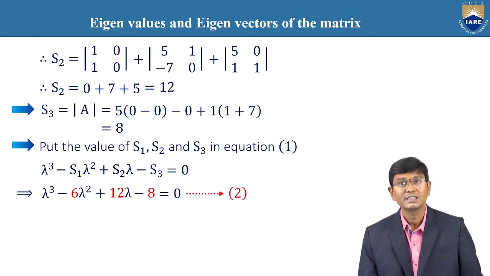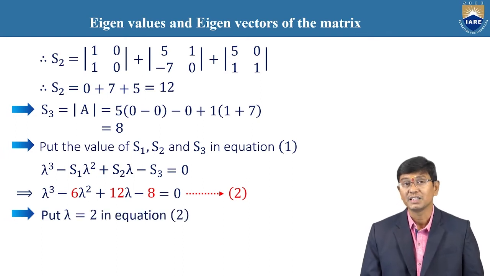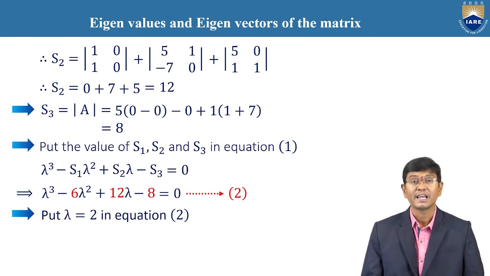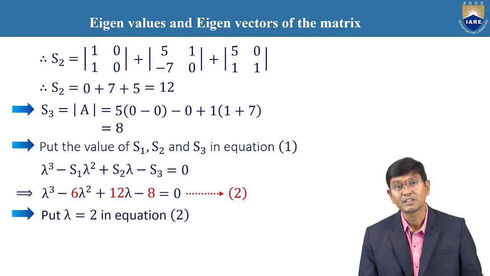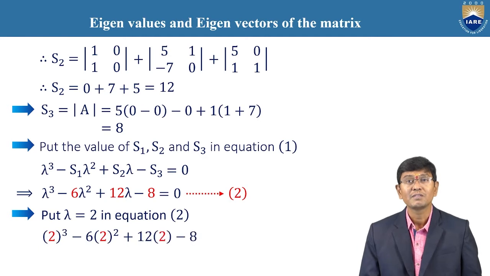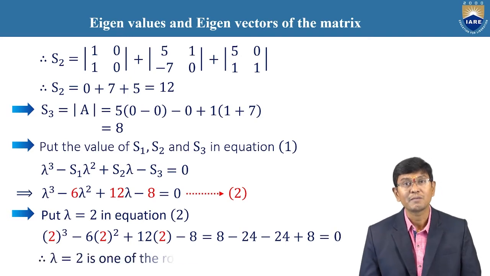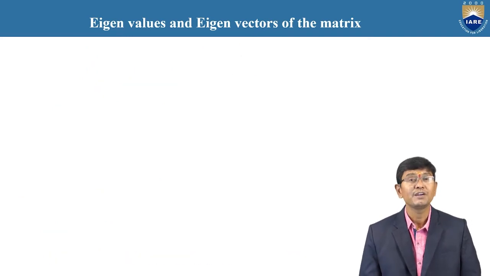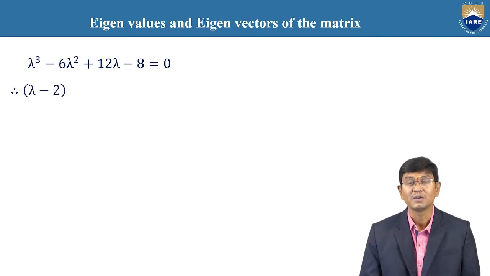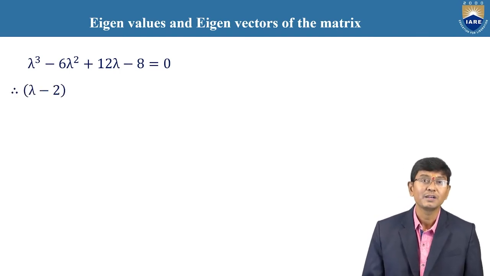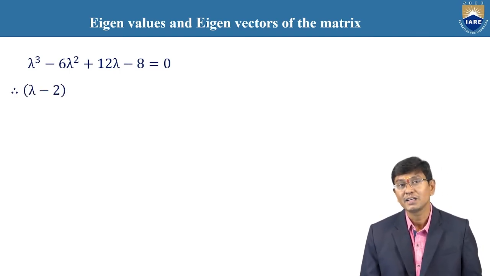Now, we need to solve this equation 2 using synthetic division or any other method for the cubic equation. While solving this equation, one of the roots satisfied is lambda equal to 2. Therefore, lambda is equal to 2. And after getting lambda equal to 2, we need to find the remaining 2 solutions.